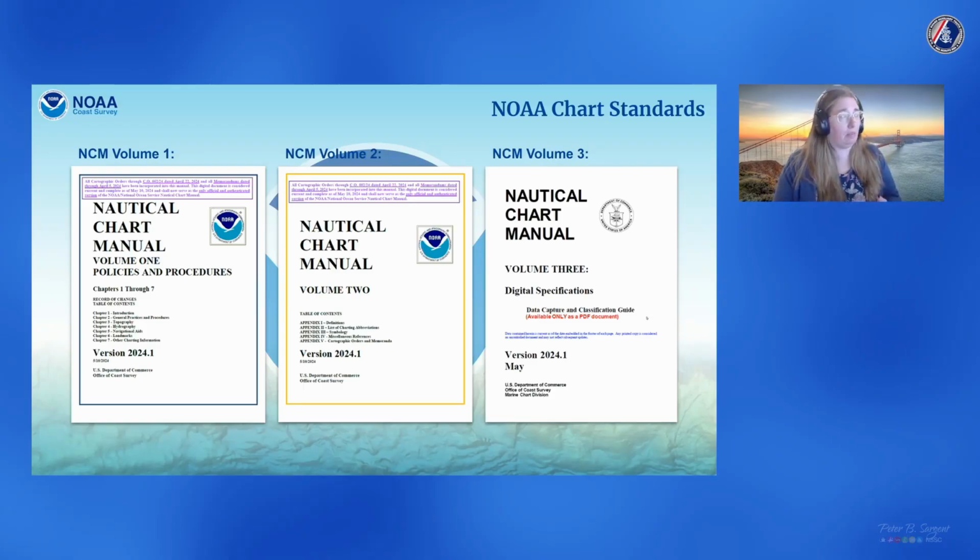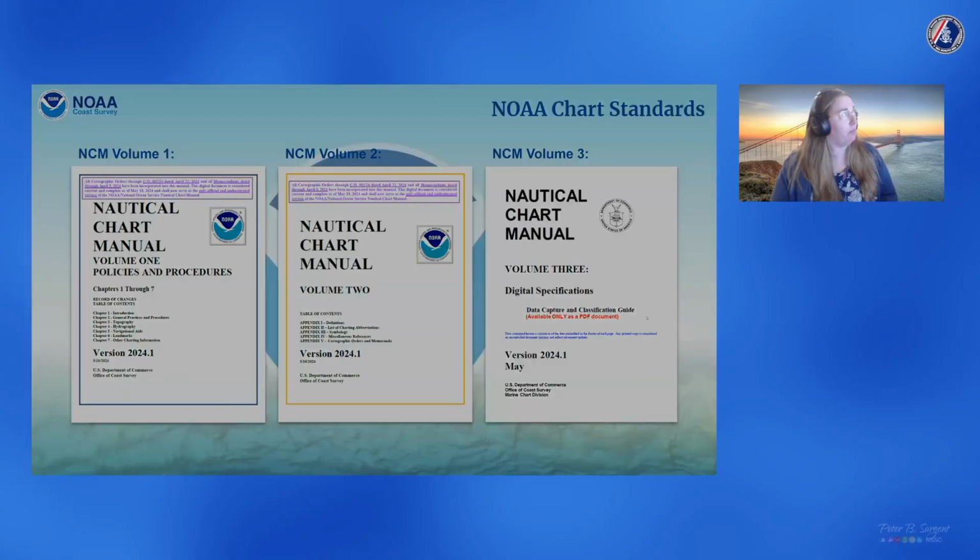Volume 2 came along a little bit after, and that includes a lot of the specifications, not the rules for charting, but the actual hard measurements of the symbols, the type sizes, colors, that kind of thing. Volume 3 came around only around 2000. That's a fairly new part. It looks a little bit different, and it captures the ENC encoding rules.